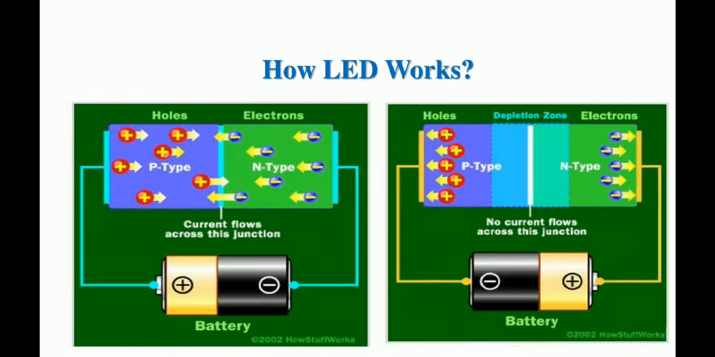Now, let us understand how LED works. When the negative end of the circuit is hooked up to the N-type layer and the positive end is hooked up to the P-type layer, electrons and holes start moving and the depletion zone disappears. When the positive end of the circuit is hooked up to the N-type layer and the negative end is hooked up to the P-type layer, free electrons collect on one end of the diode and holes collect on the other. The depletion zone gets bigger.